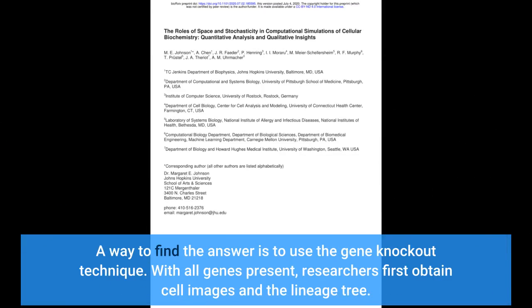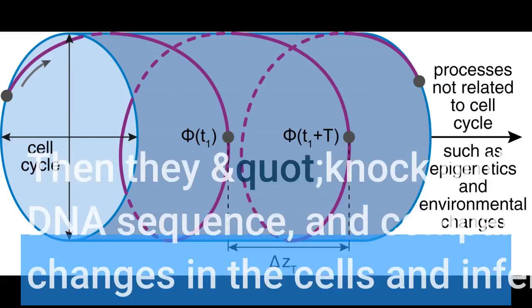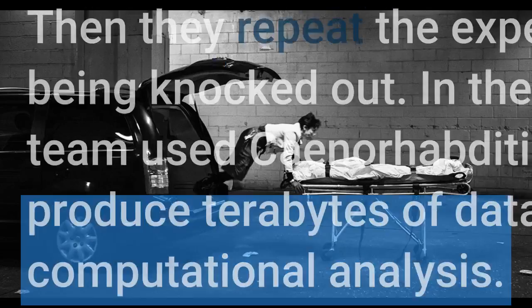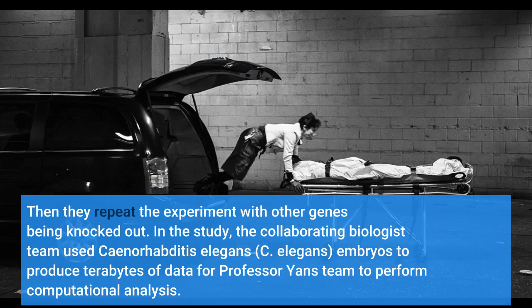A way to find the answer is to use the gene knockout technique. With all genes present, researchers first obtain cell images and the lineage tree. Then they knock out, remove, a gene from the DNA sequence, and compare the two lineage trees to analyze changes in the cells and infer gene functions. Then they repeat the experiment with other genes being knocked out.